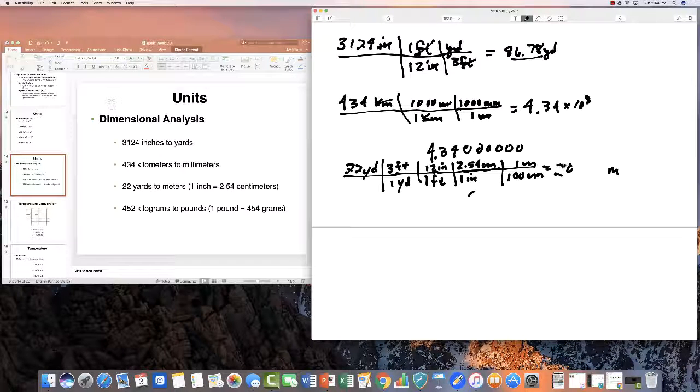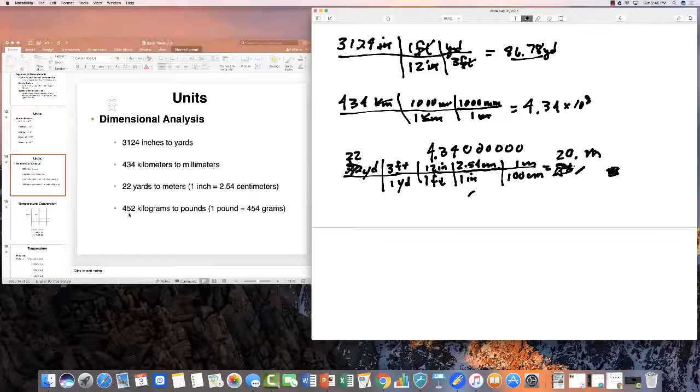20. Try that again. 20 point. We started out with two significant digits here, so 20 meters. And I put the decimal there to tell the person looking at this that that 0 is significant. So you start out with 22 yards and you get 20 meters.